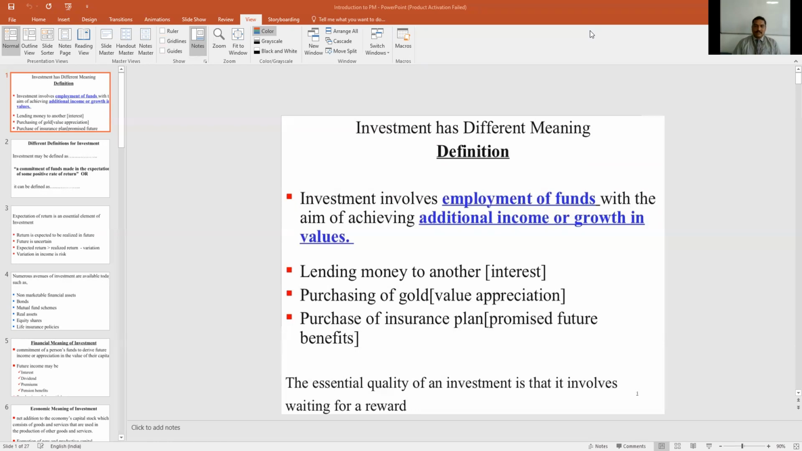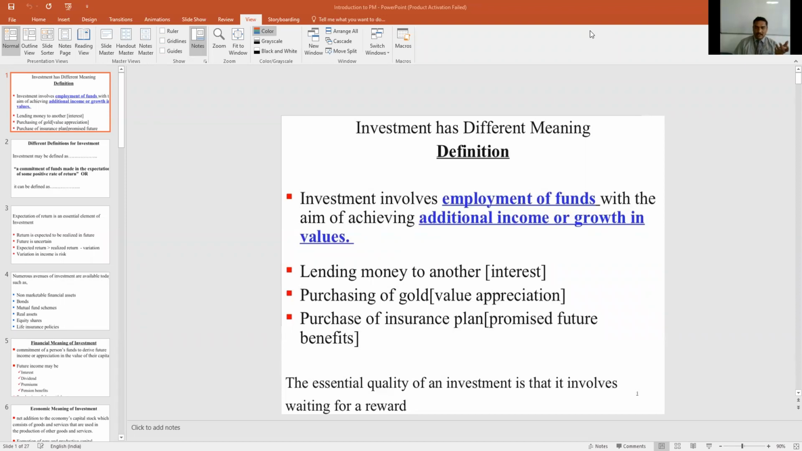Okay. So here, if you see, there are different meanings for investments. It's based on the individual who is making the investment; based on them, the investment meaning will differ. So first, the formal meaning is that investment involves employment of funds. In the sense, we are employing whatever funds we have, whatever is generating income for us. So we are employing funds with the aim of achieving additional income.